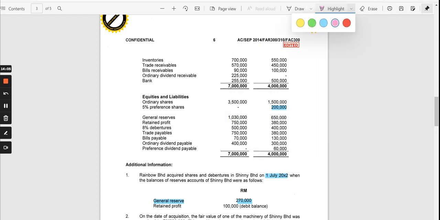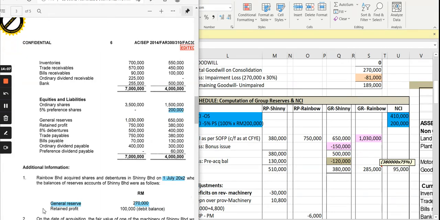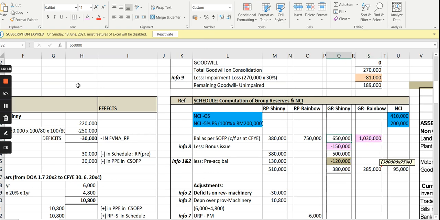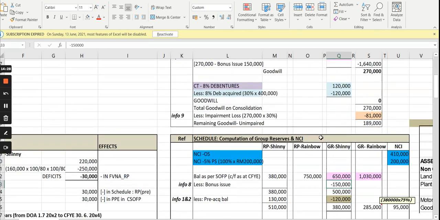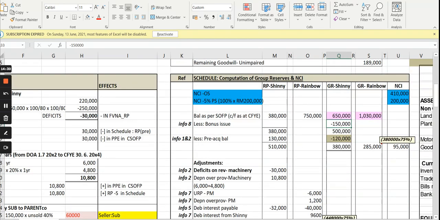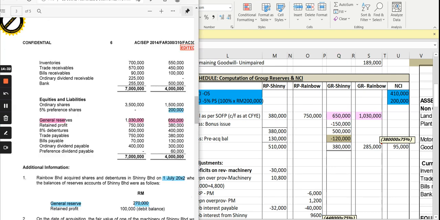Next is this general reserve here, 1030, 650 should have been here, 650. This one is bonus issue, so you do not need to put color there, no field for bonus issue, right?